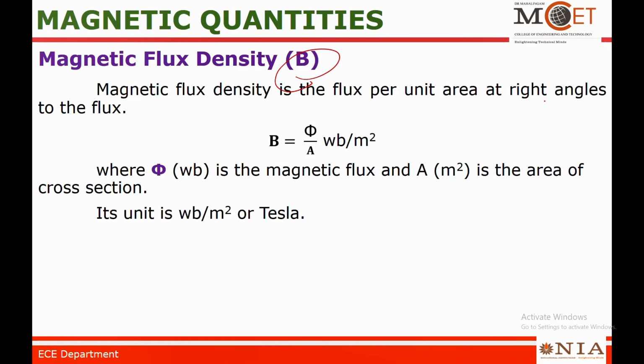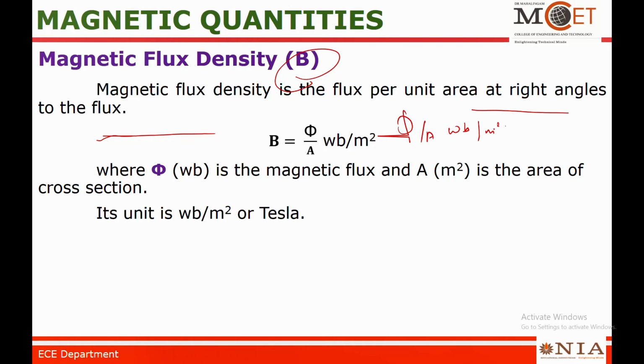With respect to the magnetic flux, the magnetic flux density is defined as B = psi divided by A. Its unit is Wb divided by meter square. Here the Wb is automatically related to psi.